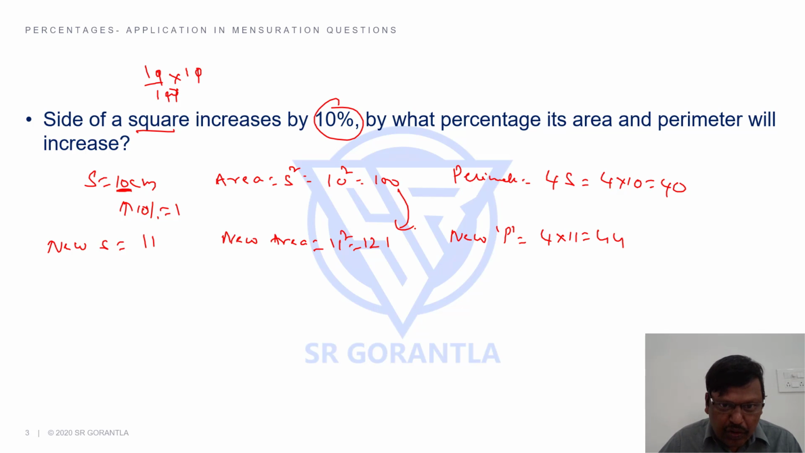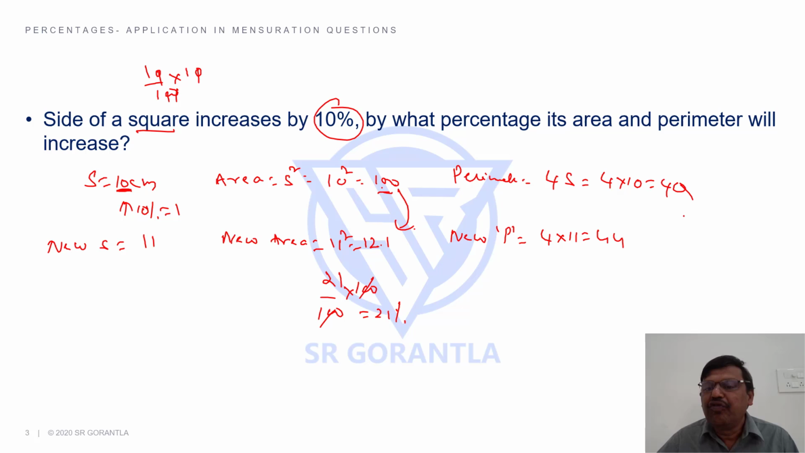If you calculate the growth, 100 to 121, there is an increase of 21. Increase or decrease is always calculated from the initial value. So 100 to 121, there is an increase of 21 from 100. From 100 means percent only, no? Percent gets cancelled, it is 21%.